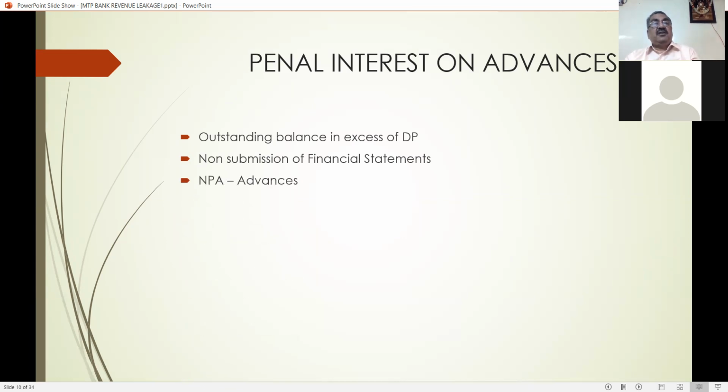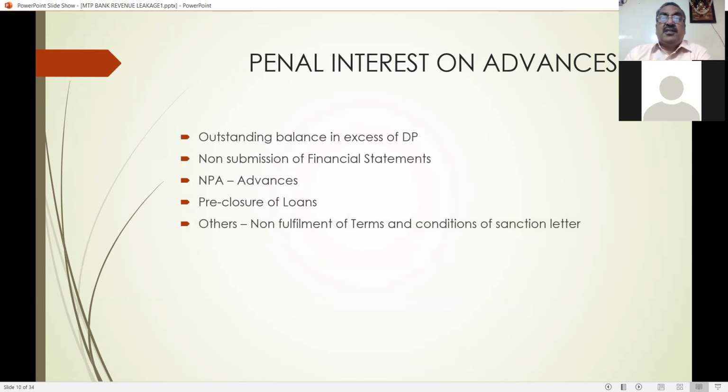And NPA advance: if the NPA advance has been upgraded, then interest has to be charged with the penal, because the delay is there. For the delayed period, the interest has to be charged at the normal rate plus the penal. If any loan is pre-closed, there also penal interest can be charged by the bankers. And others, that is non-fulfillment of other terms and conditions as per the sanction letter, then the penal interest will be charged.